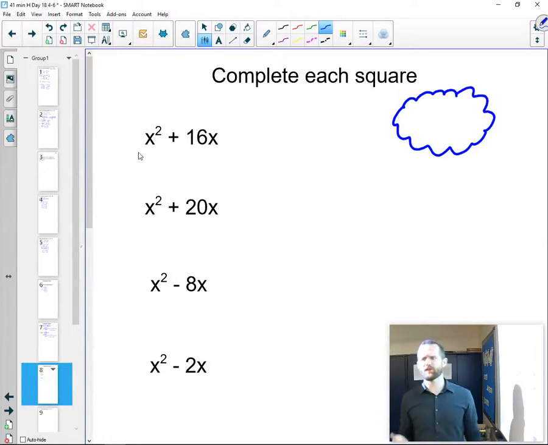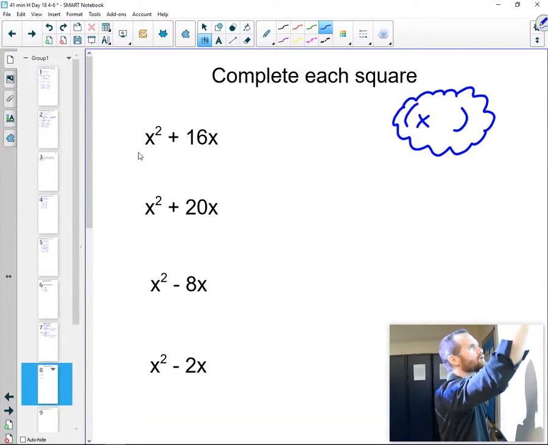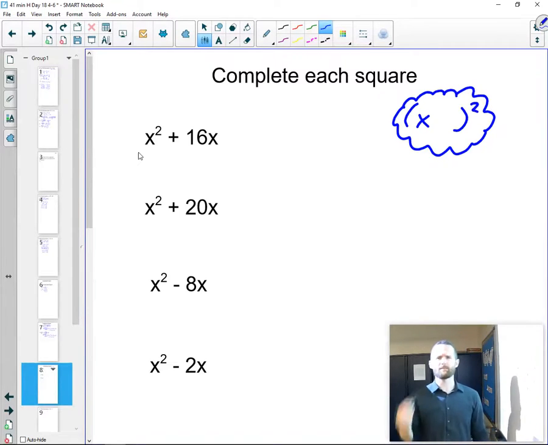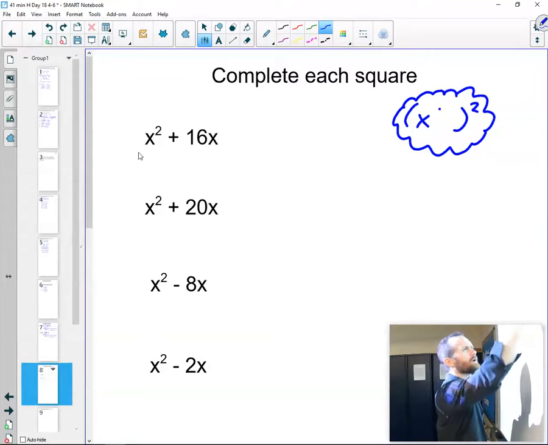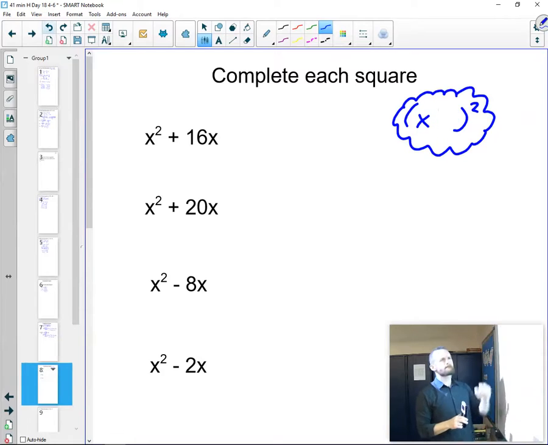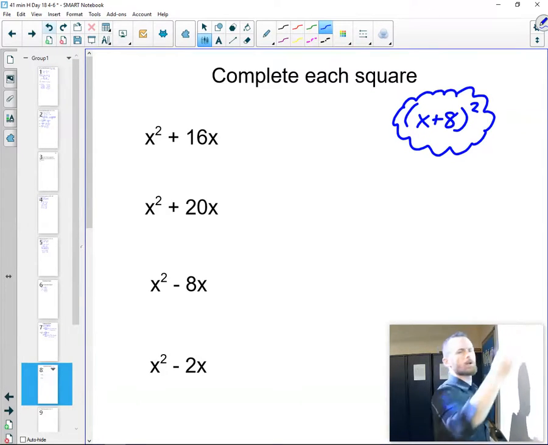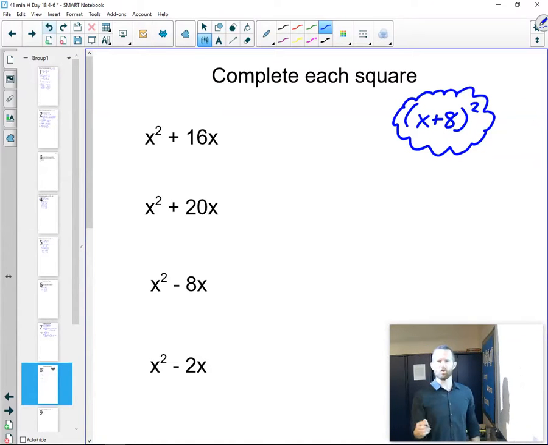If it's going to be a perfect square trinomial, that means it needed to come from a binomial squared. So x plus something or x minus something, squared. So what number would go there for x squared plus 16x? The answer is plus 8.